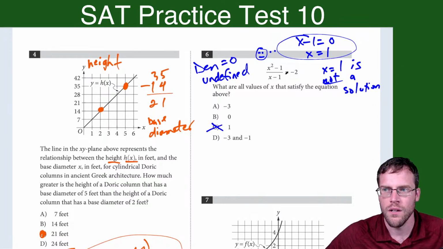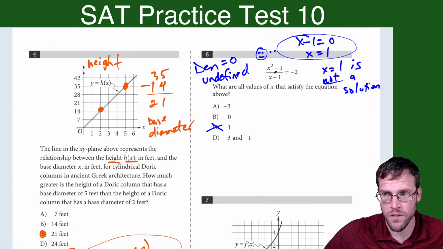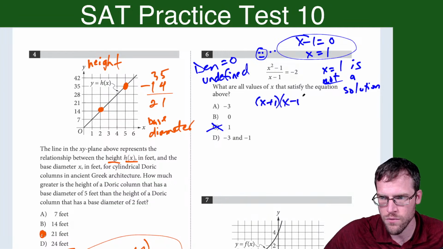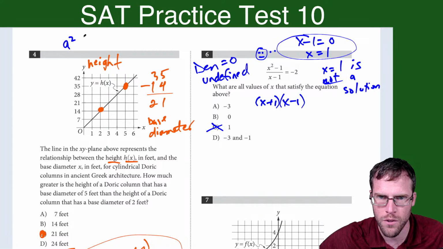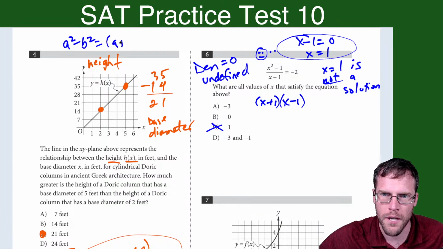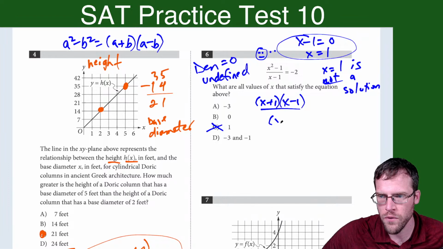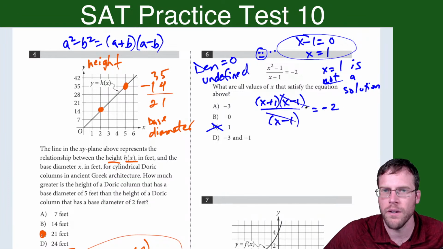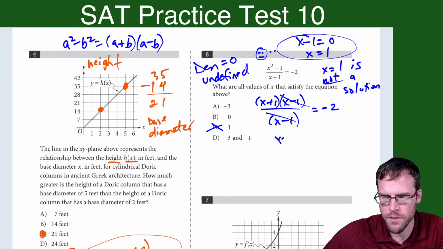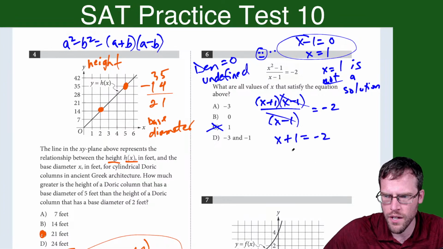X can't be 1. Now, the fast way to do this, I look at the top and say, oh, that's a difference of two perfect squares. That factors to this because of this formula: a squared minus b squared equals a plus b times a minus b. So I could factor that nicely. Do the square root of the first term plus or minus the square root of the second term, over x minus 1, equals negative 2. And now x minus 1 cancels. And we have x plus 1 equals negative 2.